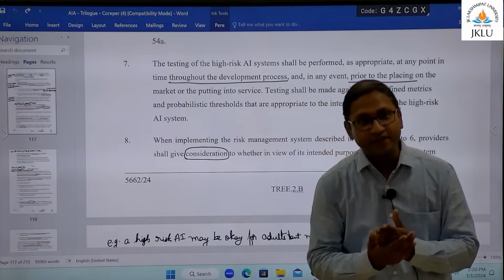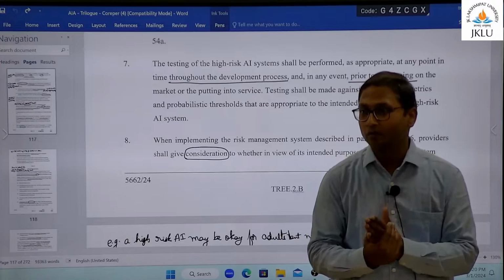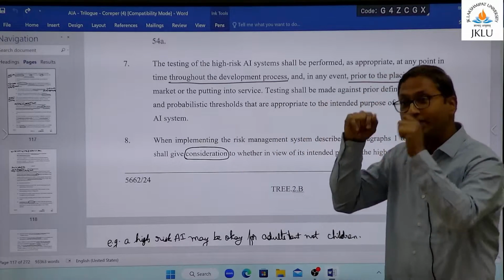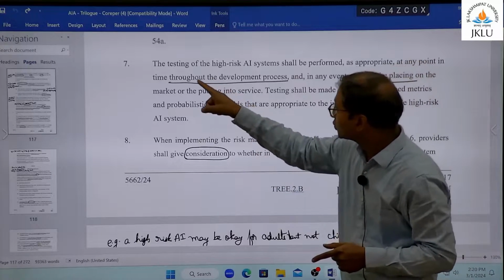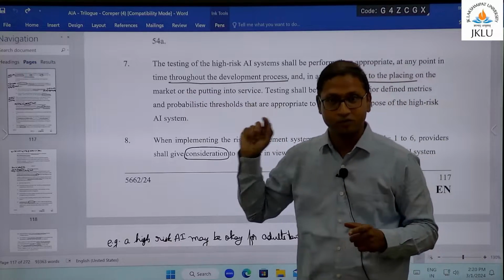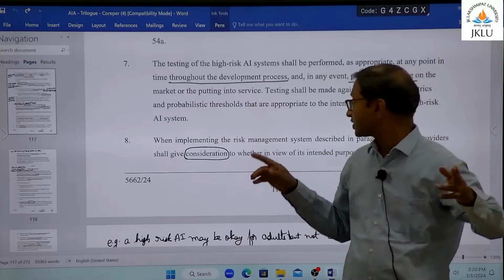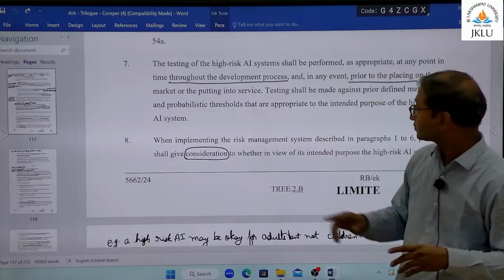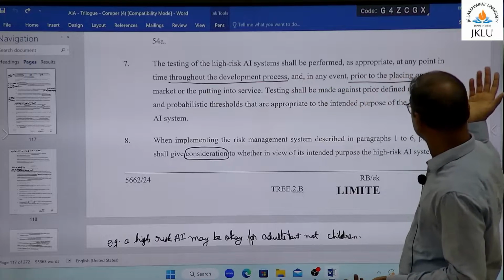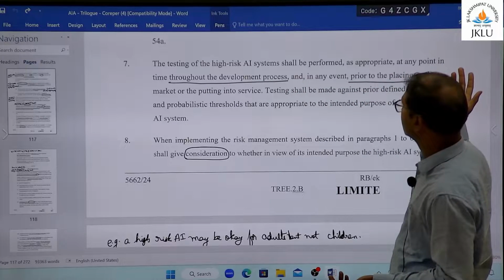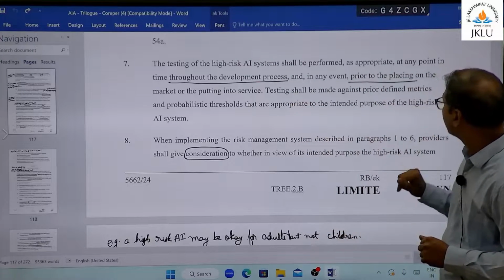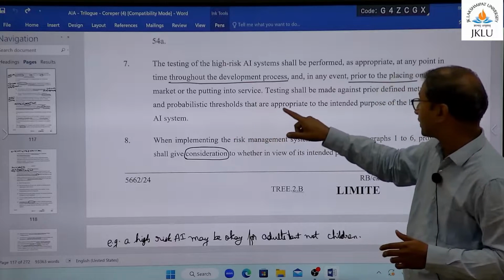You have to appreciate the fact that now this is mandated by law. So if you are part of a testing team, right, later we will see you have to document everything. So throughout the development process and in any event prior to the placing on the market. So before you place it on the market, put it into service or in use, you have to do what? Testing. Okay.